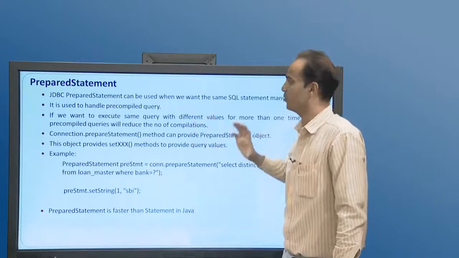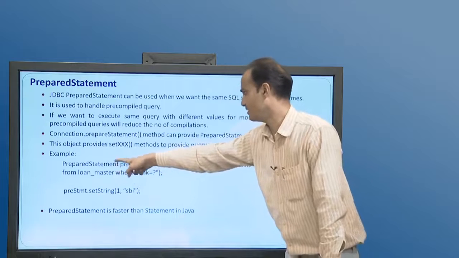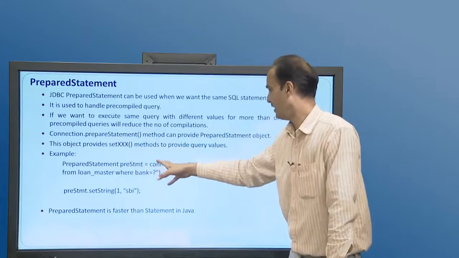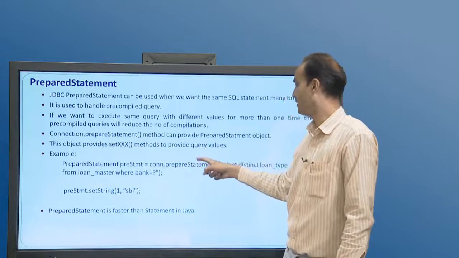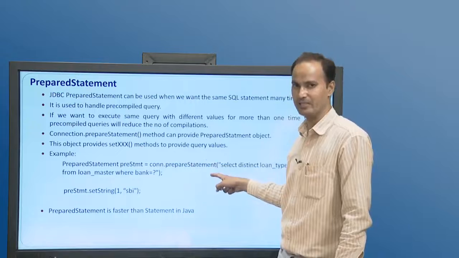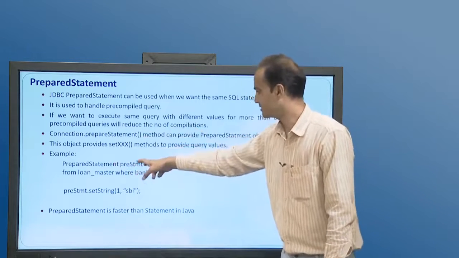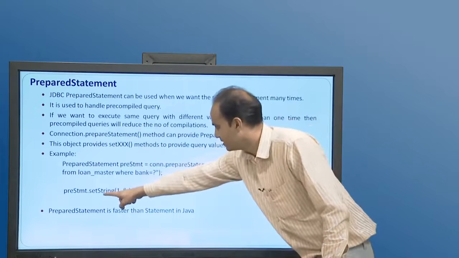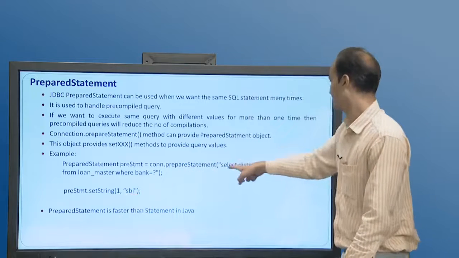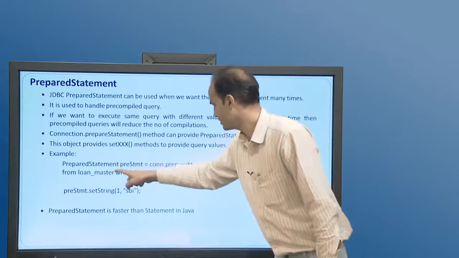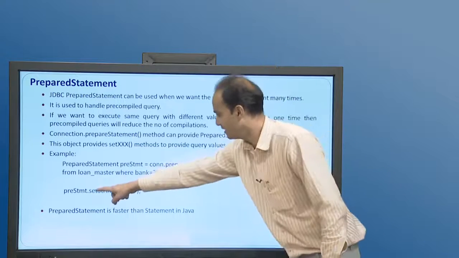So how do we write code for a prepared statement? Simply see here. We create an instance of PreparedStatement, preSTMT, using the connection instance. CONN is the instance of Connection. Connection has a method prepareStatement, and this prepareStatement will return the instance of PreparedStatement. Once we have an instance of PreparedStatement, we can use it to pass the argument at runtime. See here we have used select distinct loan_type from loan_master where bank equals question mark. So which bank? The bank will be passed at runtime.